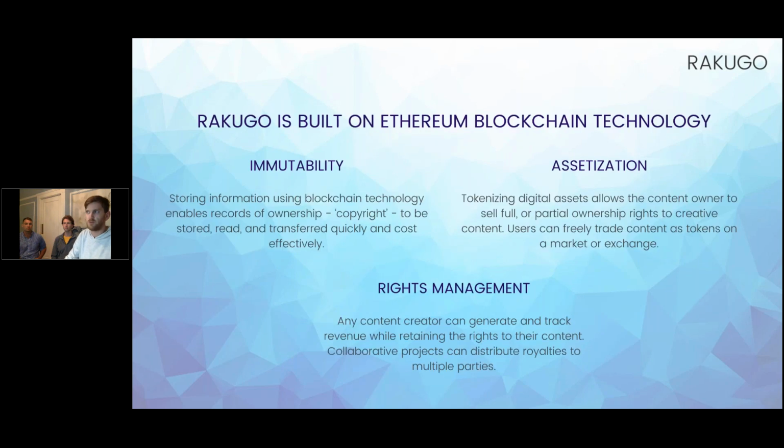Rakugo, right, we're building it on the Ethereum blockchain. Why are we doing that? Three really key things here. Immutability. As we all know, information when it's mined and stored on a block in a smart contract or on Bitcoin or wherever that might be is immutable, it's secured by consensus.